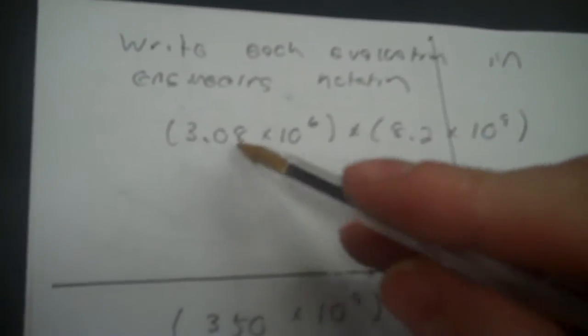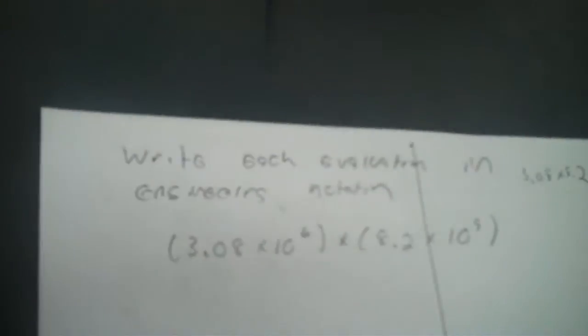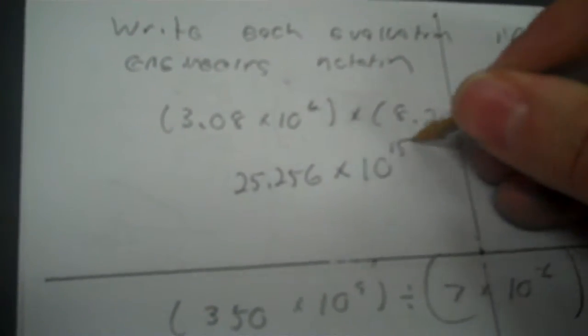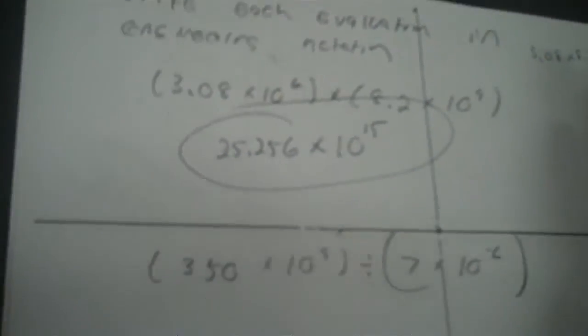Then you got these ones. So, times, you're simply going to take 3.08 times 8.2. Okay, 25.256. Now, if you're just multiplying and there's no division, you can just add the powers on the 10. 6 plus 9 is 15. You don't need to do that with the division. That's good. 2 digits before, proper engineering notation.